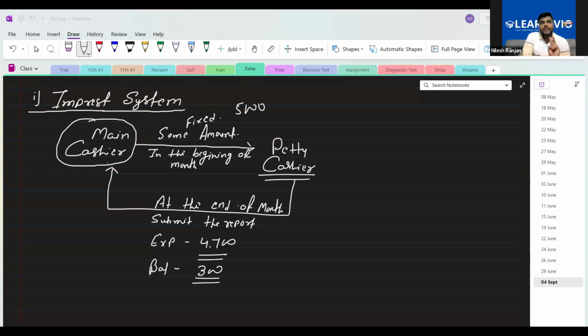This is the first thing. The second, the time period is also fixed. In the beginning of every month he will receive the money, and at the end of every month he has to submit the report. So the time period is also fixed. So this is the imprest system.